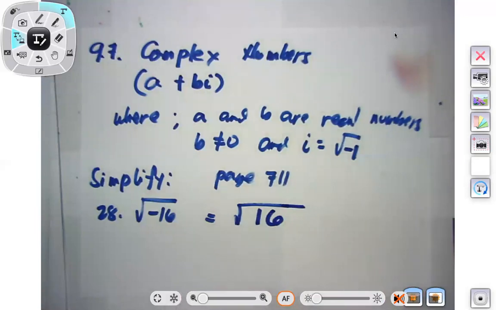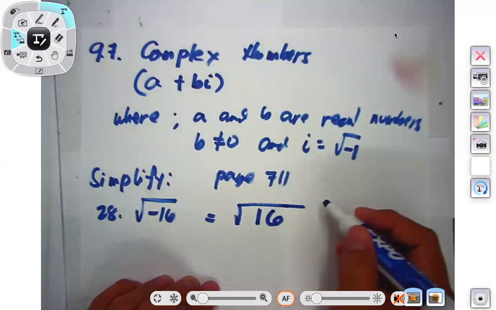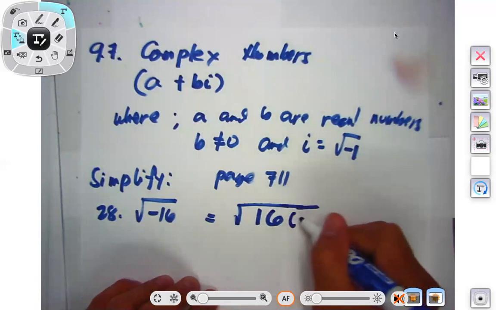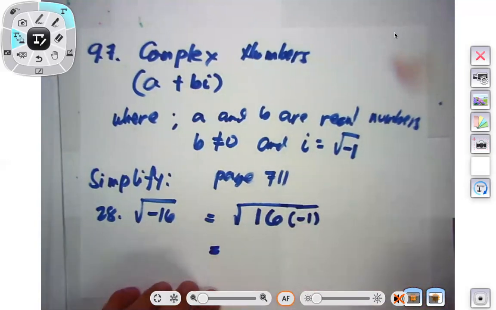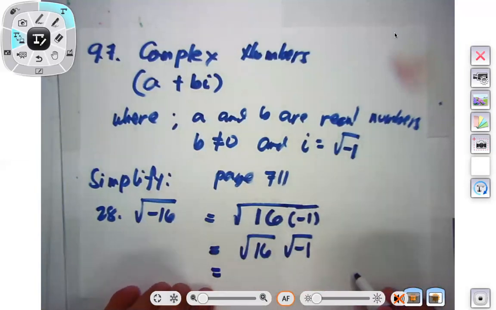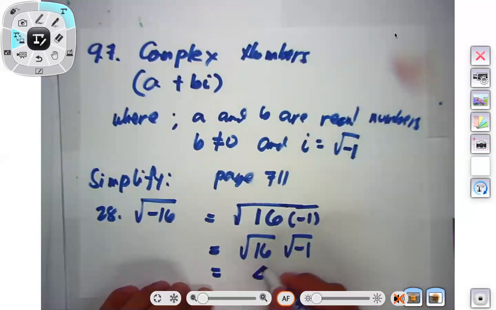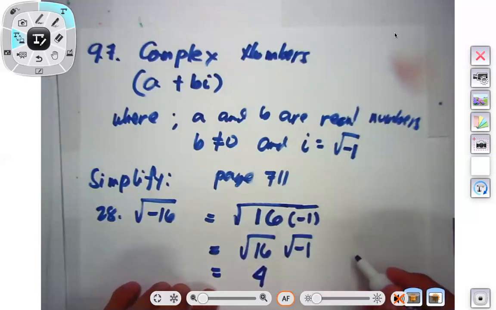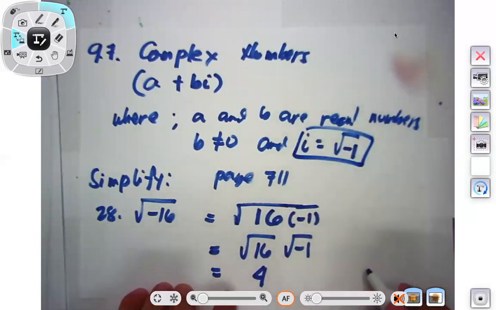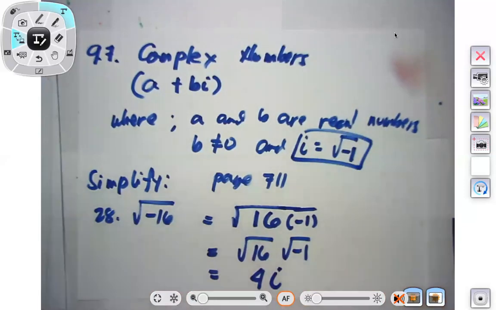We can write -16 as a product of 16 and -1, right? Now we can write this as the square root of 16 times the square root of -1. So what's the square root of 16? 4. And the square root of -1, we can write that as i. We know that the square root of -1 is equal to i, so we have 4i. Therefore, the square root of -16 is equal to 4i.